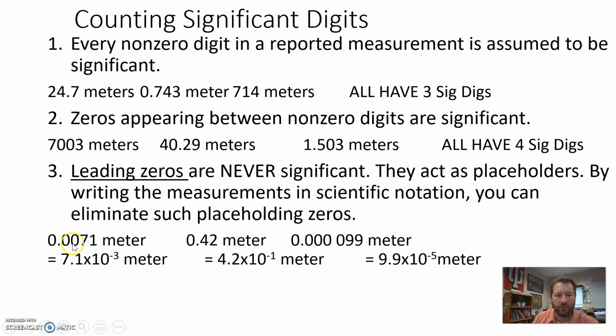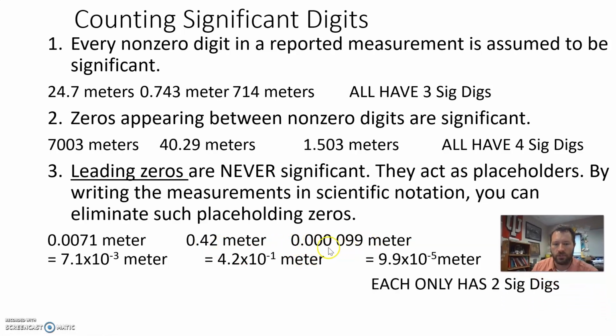They are not significant. Here is a leading 0. Again, the decimal point does not matter. It's leading. It comes before the number. Not significant. Again, here's a whole bunch of leading zeros. They lead the number. They're before the number. None of them is significant. All of these numbers only have 2 significant digits. None of the zeros are significant.